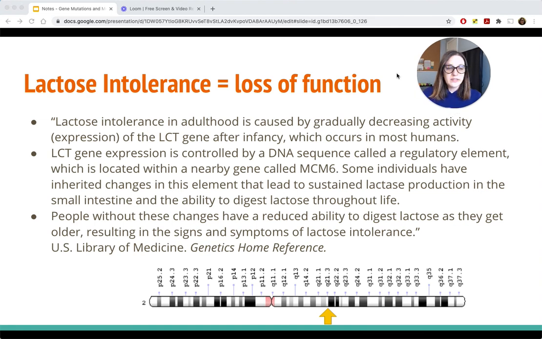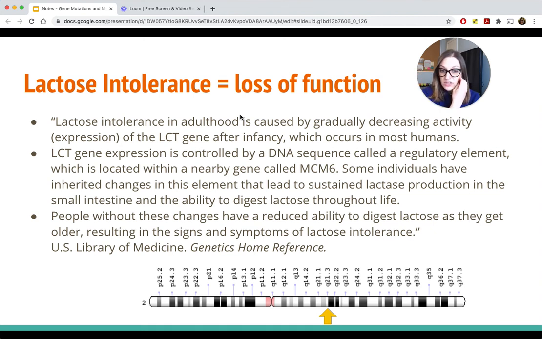Lactose intolerance, this is a cool one. This is an example of a loss of function mutation. Did you know that all other mammals cannot easily consume milk after infancy? In fact, the majority of the human population, when you think about the 9 billion people on this planet, cannot easily digest milk products as an adult. And this is because there's a gene that's supposed to turn off after infancy.